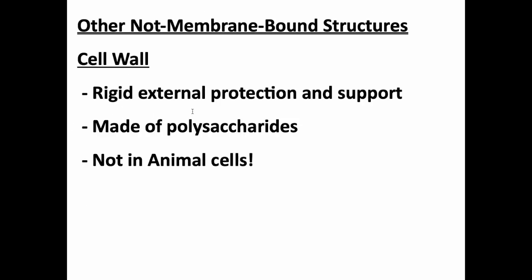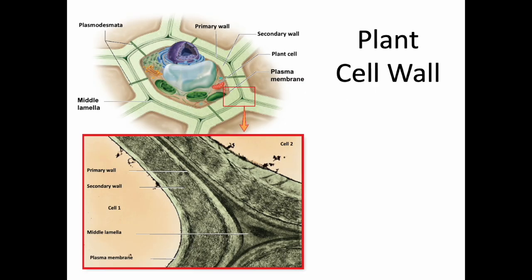Cell wall is rigid external protection and support. Made of polysaccharides. We talked about cellulose in an earlier chapter. There are lots of different polysaccharides that could be used to give strength to a cell wall. And I'm using this phrase, not in animal cells. So here's zooming in specifically on the plant cell wall. Here's the plasma membrane, a relatively thin structure. Here's the plant cell wall, very thick, very rigid, very protective.